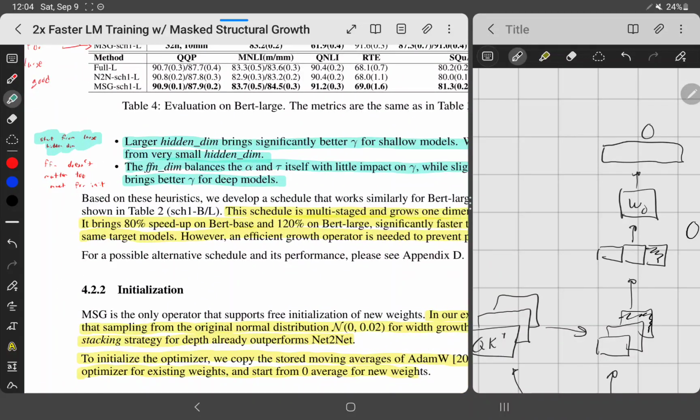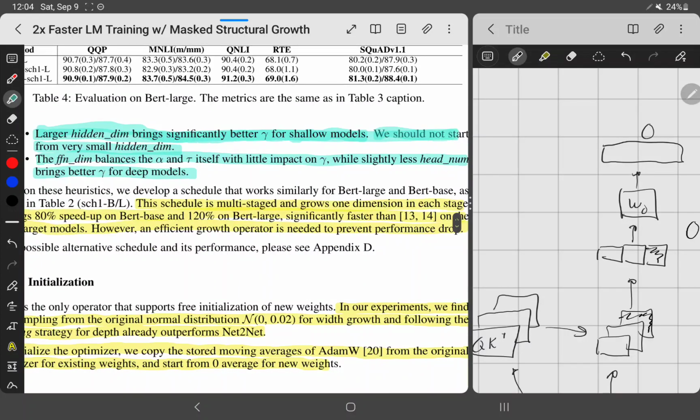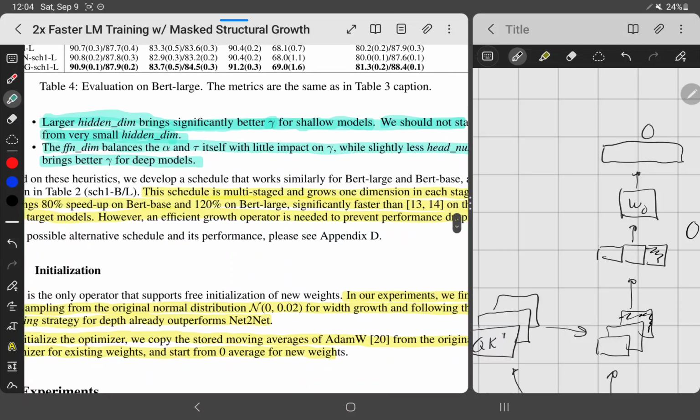Another note is start from a large hidden dimension. Larger hidden dimension brings significantly better heuristic for shallow models. We should not start from a very small hidden dimension. So if you have a large hidden dimension, then it does a lot better for small models. So might as well just start with a large hidden dimension, because growing that from small to large hurts performance.